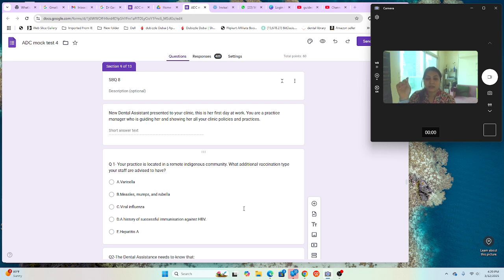A history of successful immunization against HBV. That is a mandatory thing wherever you practice in the world.